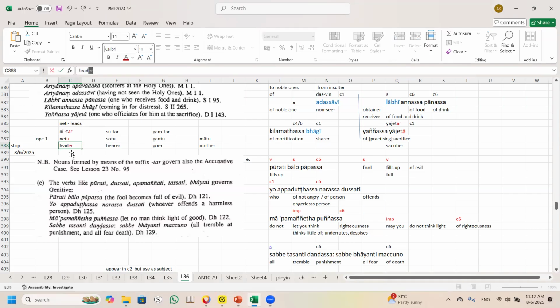Leader is a noun, lead is a verb. Same like this one. Su is to hear. Sunati is to hear, and then you plus -tar, it becomes sotar, a hearer. So that means one Pali word can form a noun and a verb. Like this one, gacchati, this is irregular, plus -tar, then you form the word gantar. Gantar is a goer. Gacchati is goes.